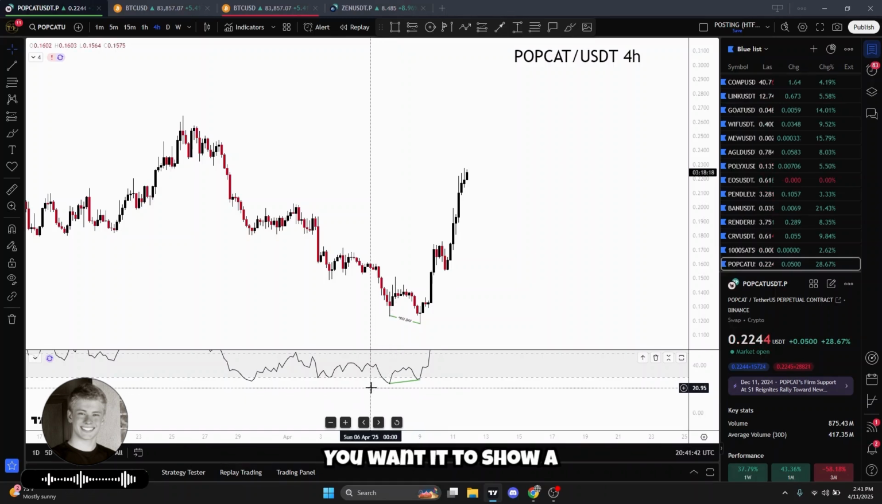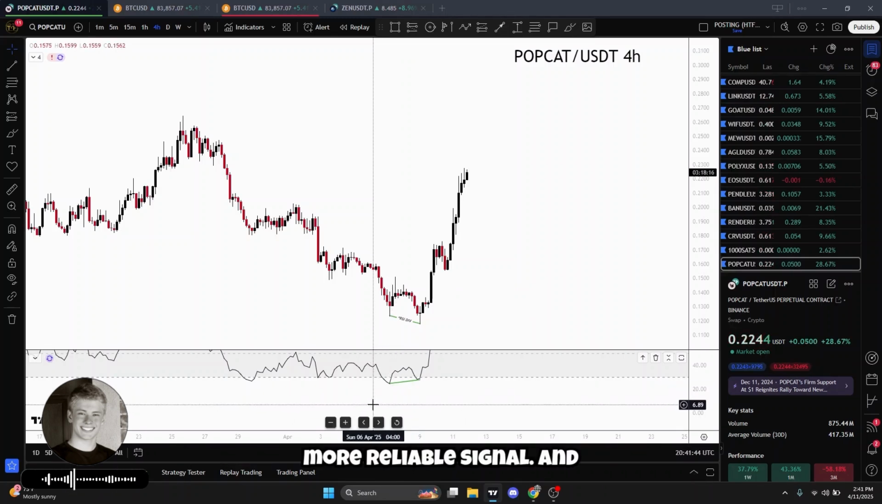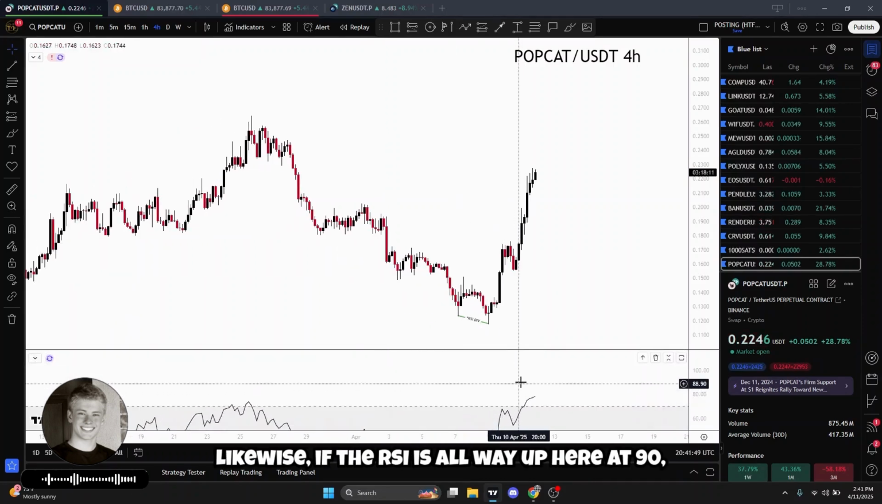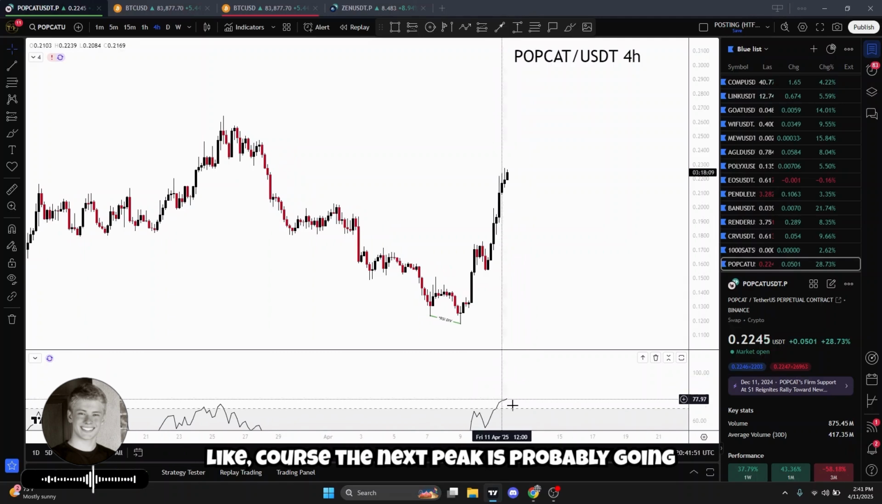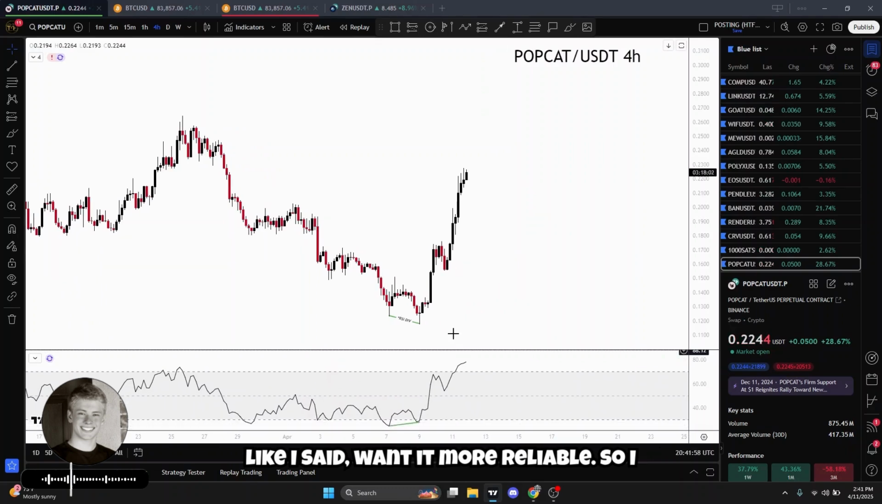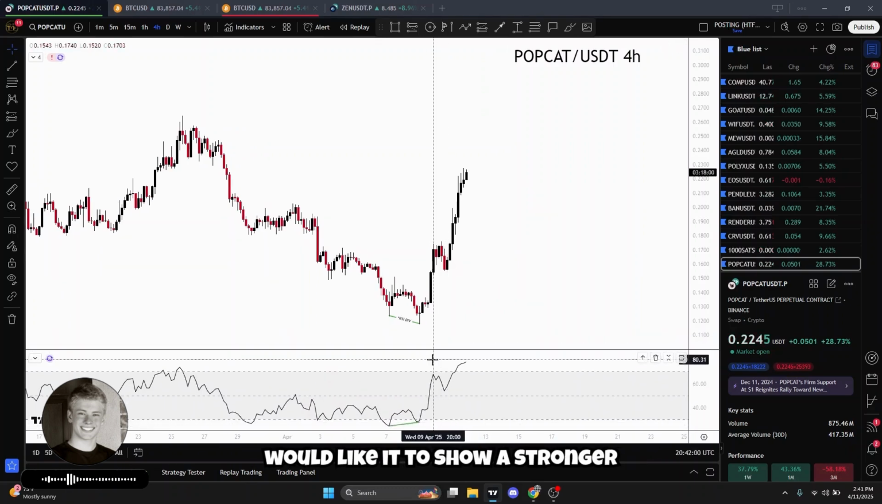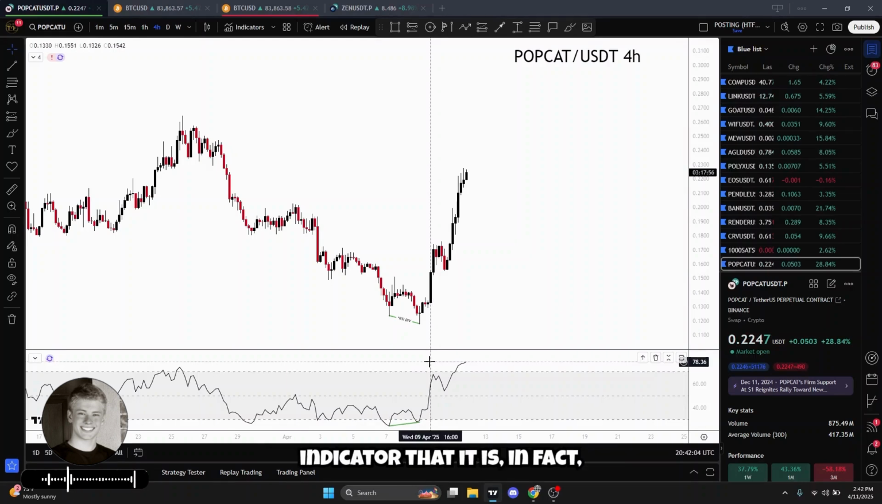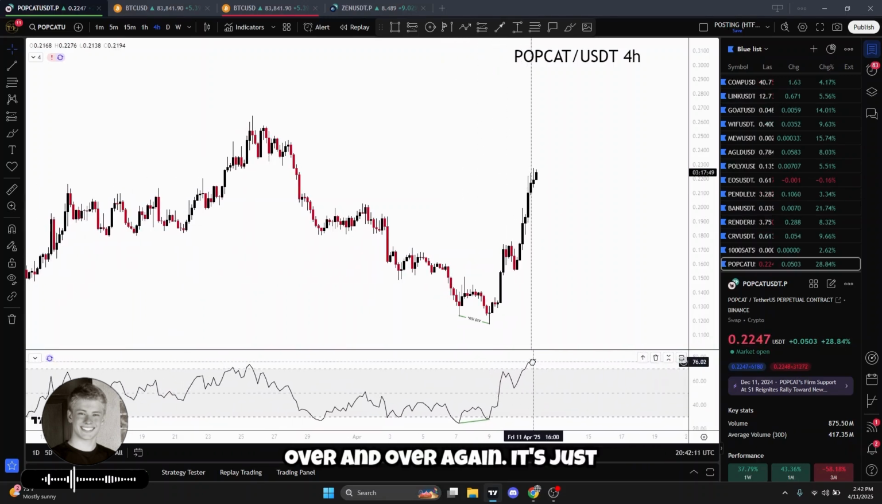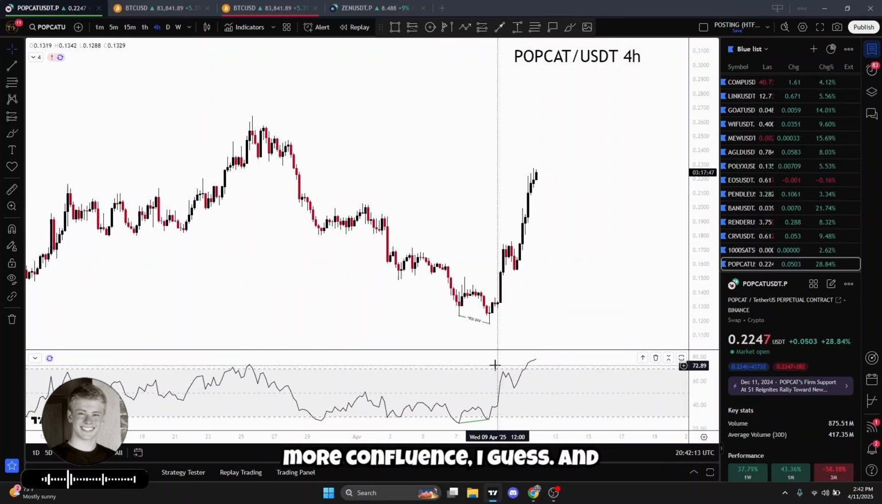You want it to show a more reliable signal, right? And likewise, if the RSI is all the way up here at like 90, of course the next peak is probably going to be below 90 because the max it can be is 100. So like I said, I want it to be more reliable. I would like it to show a stronger indicator that it is in fact a divergence and not just RSI maxing out over and over again. It's just more confluence, I guess.